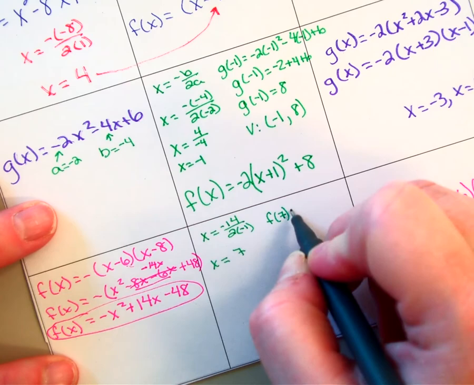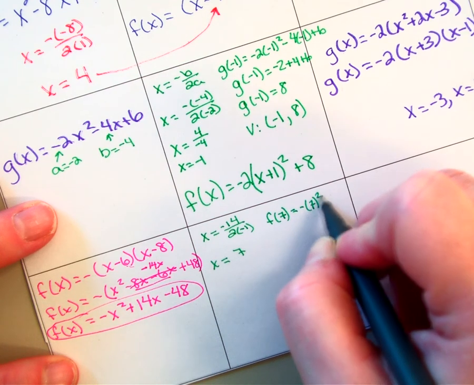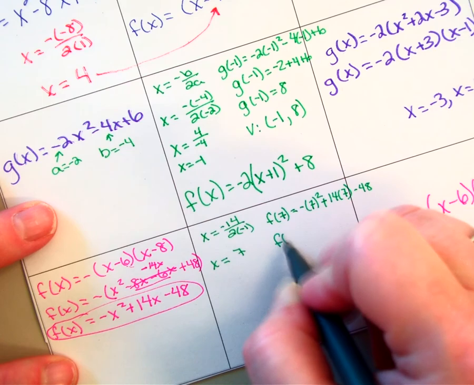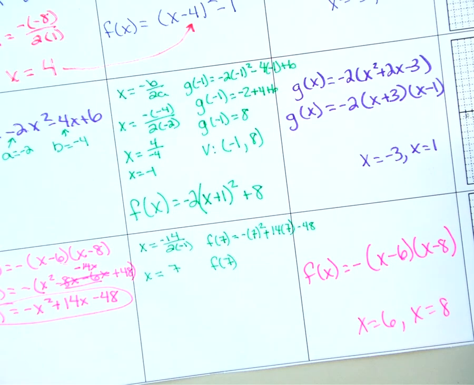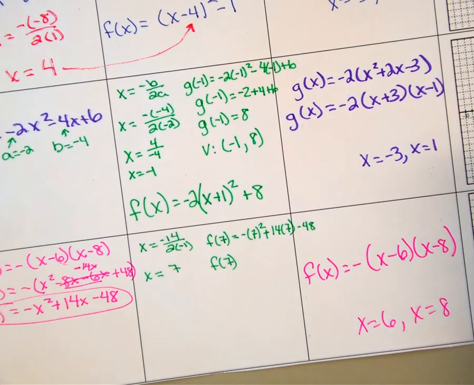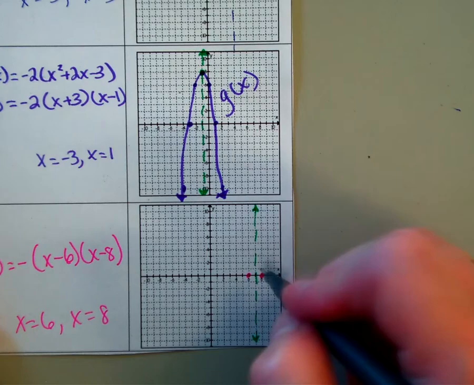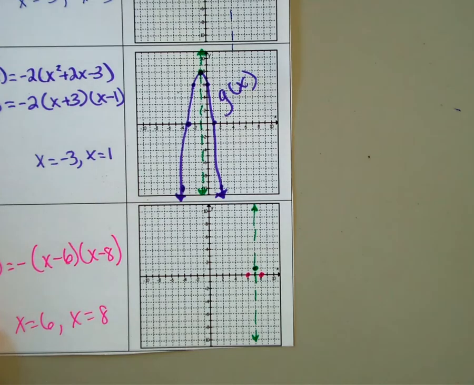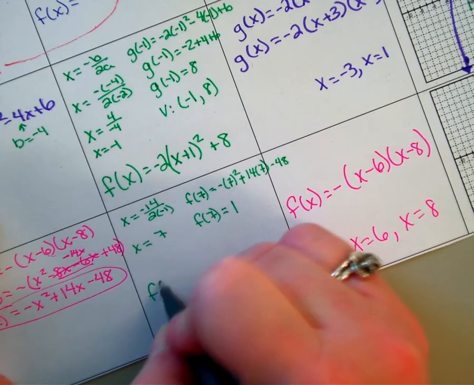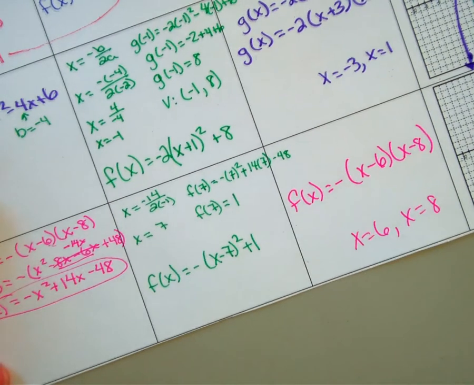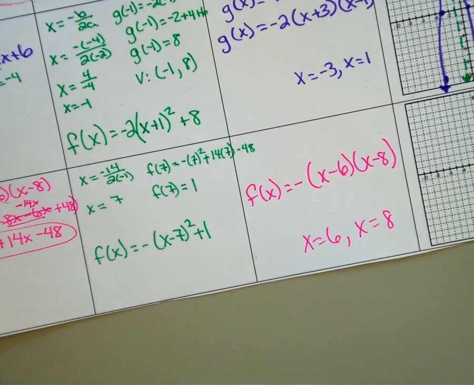So now I'm going to figure out the rest of my vertex. So plug in 7. I got negative 49 plus 98 minus 48, which gives me 1. So 7, 1 is my vertex. So I'll plot that one. So negative (x minus 7) squared plus 1 is our vertex form. Again, we'll practice in a couple of days how to find that algebraically.